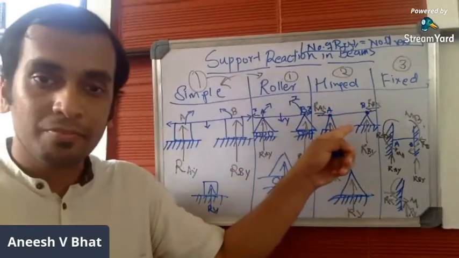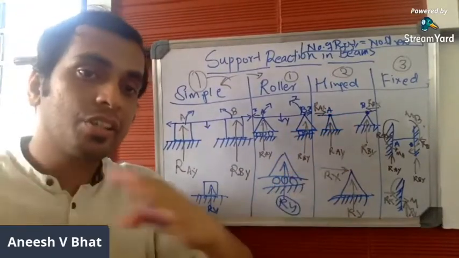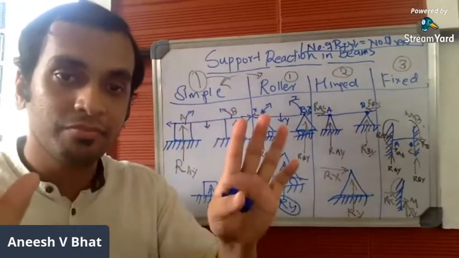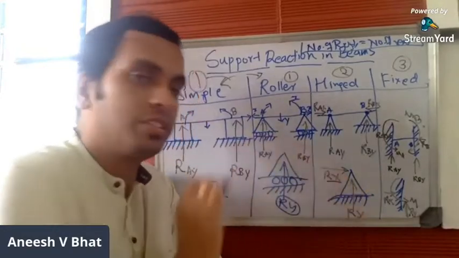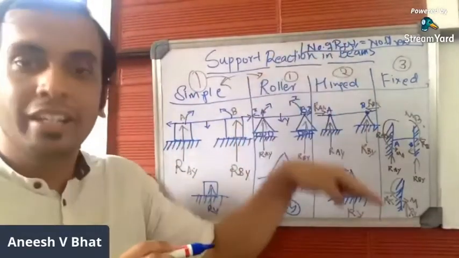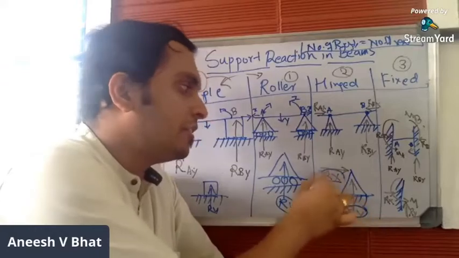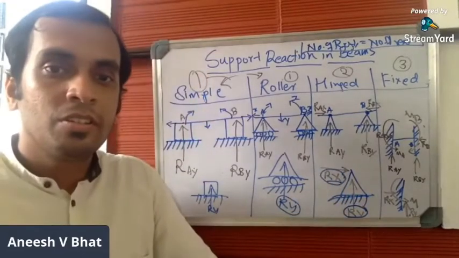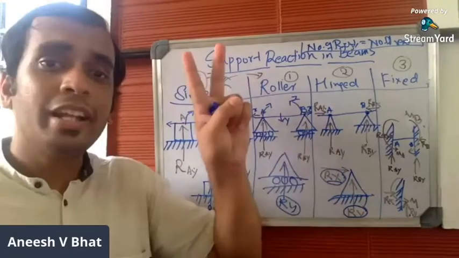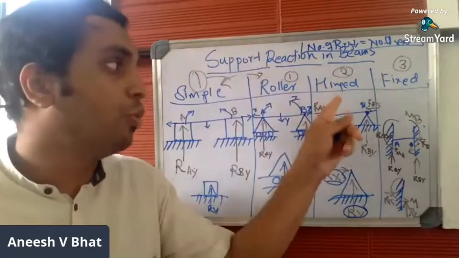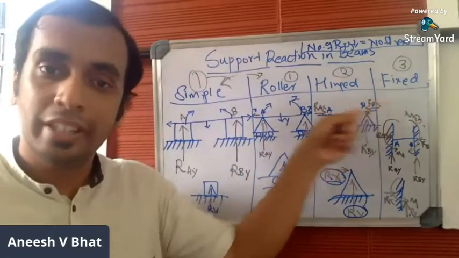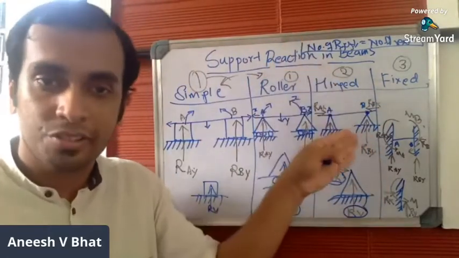Here, the beam is hinged, so it has a restriction for motion along the X direction. That's why you have a reaction along the X direction. It cannot move vertically as well. It has a restriction in the vertical direction. That's why you have another reaction in the vertical direction. So there are restrictions in two directions, both X and Y. It cannot move in the X direction as well as the Y direction.